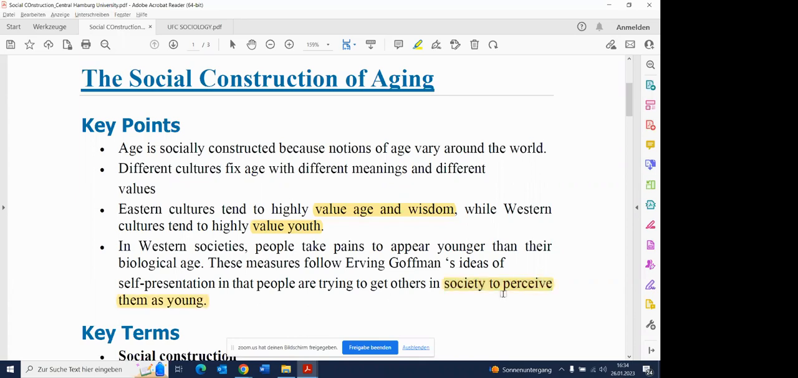Wonderful. Thank you so much, sir. Don't close your microphone. All right. So now here, the first point: age is socially constructed because notions of age vary around the world, undoubtedly, yes? Different cultures fix age with different meanings and different values. Third, Eastern cultures, this is interesting: Eastern cultures tend to highly value age and wisdom, while Western cultures tend to highly value youth. When we talk about the Eastern cultures, we are including the Chinese, the Japanese, I think India, and so on.